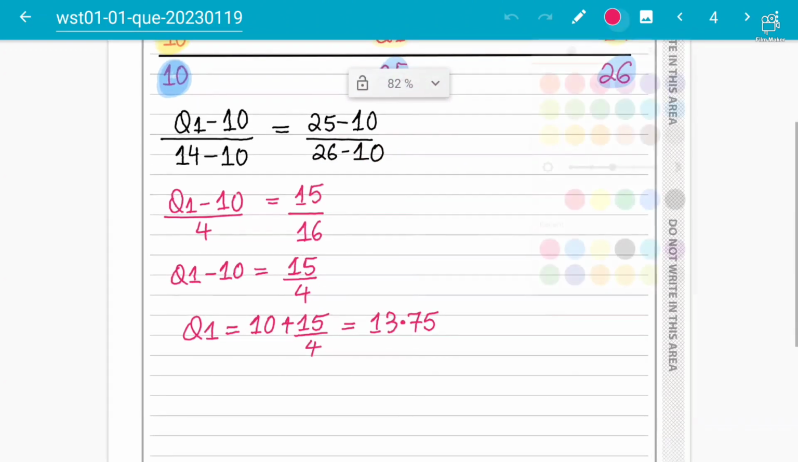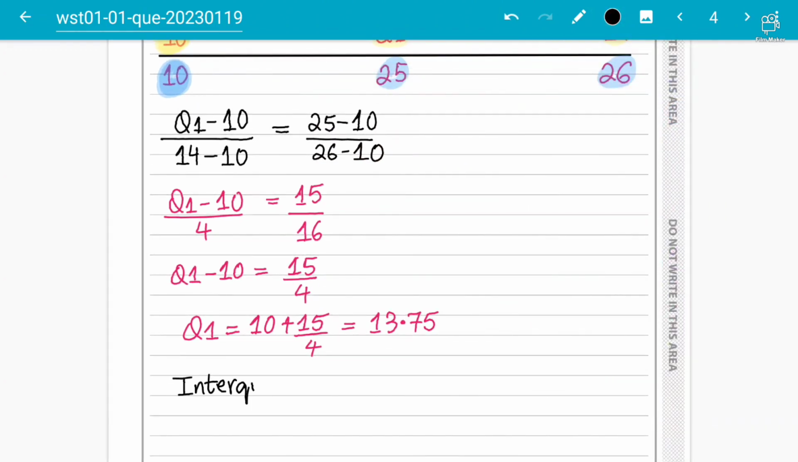So here we can give the answer for the interquartile range: the answer will be Q3 minus Q1.